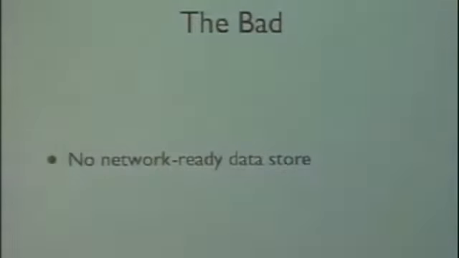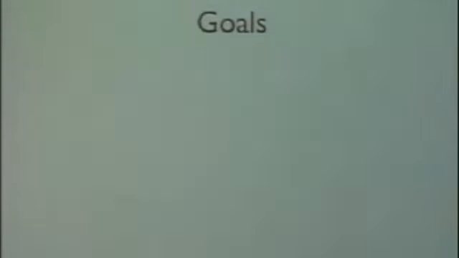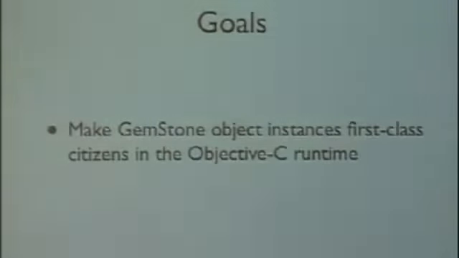And so the bad: there's no network-ready data store. Now, it just so happens that there exists a network-ready data store that has Smalltalk-like message passing semantics, and that's Gemstone. So the goals of the Gemstone kit that I'm building is to make Gemstone object instances first-class citizens in the Objective-C runtime. For now, I'm saying object instances because I don't replicate Gemstone classes in the Objective-C runtime. I just proxy the instances. This may change in the future, but for now there's only one class, which is the proxy class, and it just packages all the messages and sends them across to the Gemstone gem.